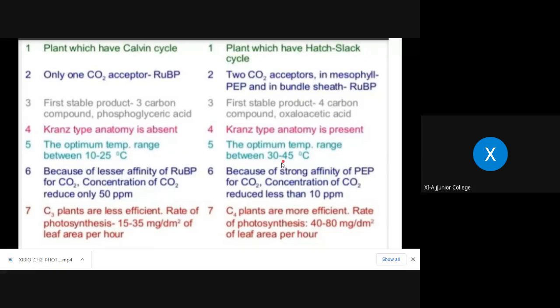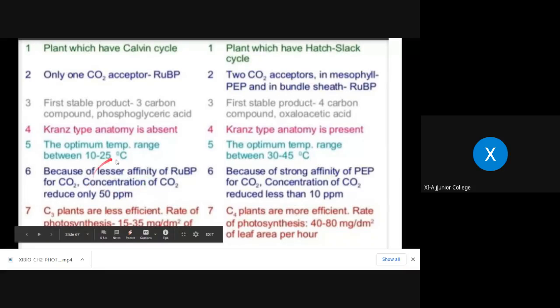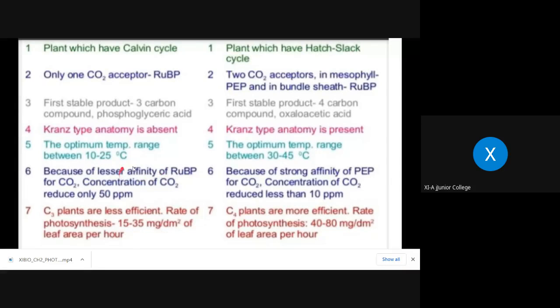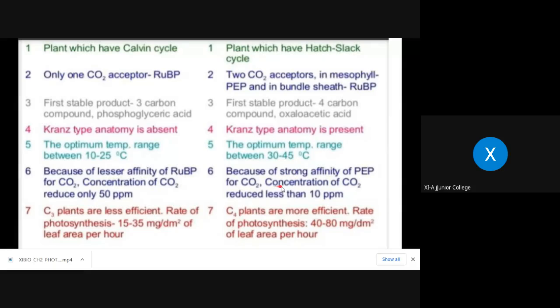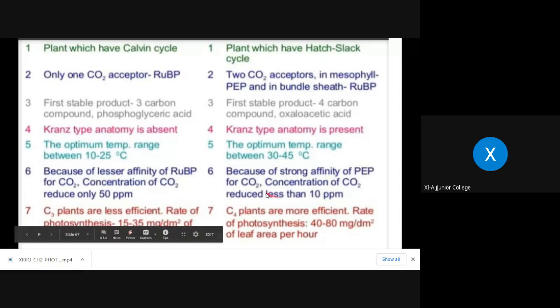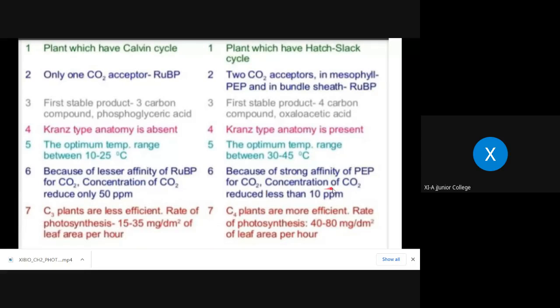Because of the lesser affinity of RuBP for CO2, the concentration of CO2 is reduced only to 50 parts per million, whereas here PEP has a strong, high affinity for CO2, and that's why the concentration of CO2 reduces to less than 10 ppm. That means even with less availability of CO2, these C4 plants show the process of photosynthesis.